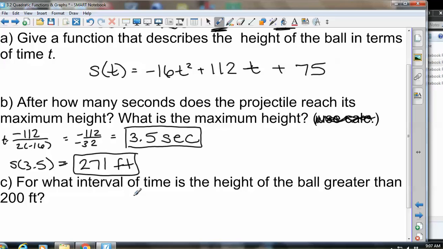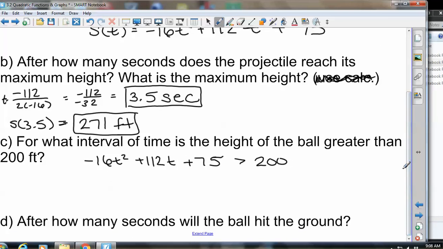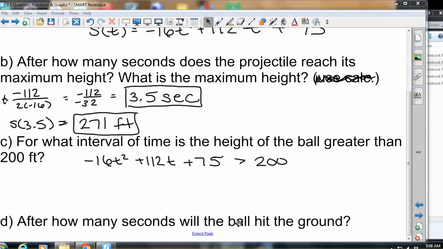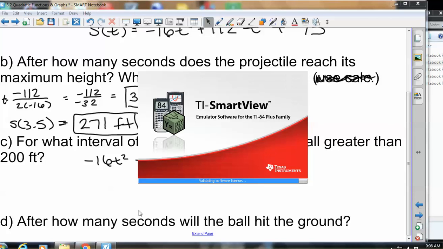Now I'm going to teach you guys how to do a few things on your graphing calculators. For what interval of time is the height greater than 200? So my height is given by this equation, and I want that to be bigger than 200. We are going to use the graphing calculator to solve this. So everybody needs one right now. If you don't have one, go ahead and grab it.